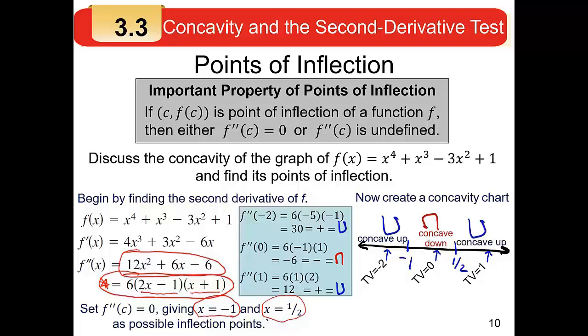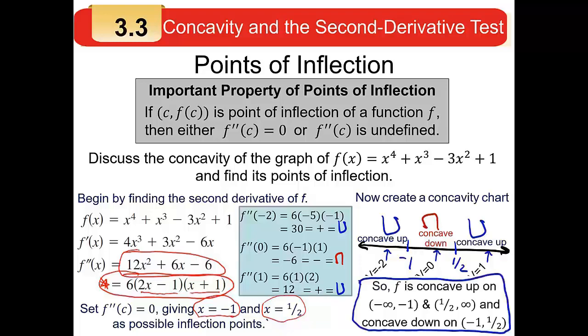So you have your concavity chart. The problem asks you to discuss the concavity and define the inflection point. As you're discussing the concavity, what you're going to say is that it's concave up on the ends, from -infinity to -1, and from 1/2 to infinity. And it's concave down in the middle, which is from -1 to +1/2.